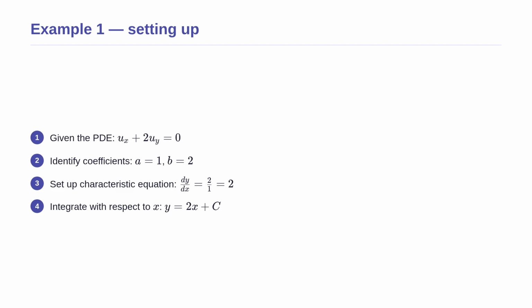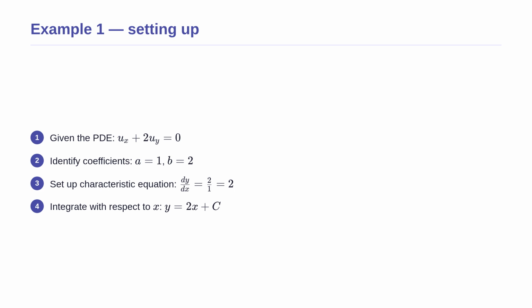Now that we have our formula, let us see this with a concrete example. We are given a simple partial differential equation with constant coefficients. The derivative of u with respect to x plus 2 times the derivative of u with respect to y equals 0. We are asked to find its canonical form and general solution.